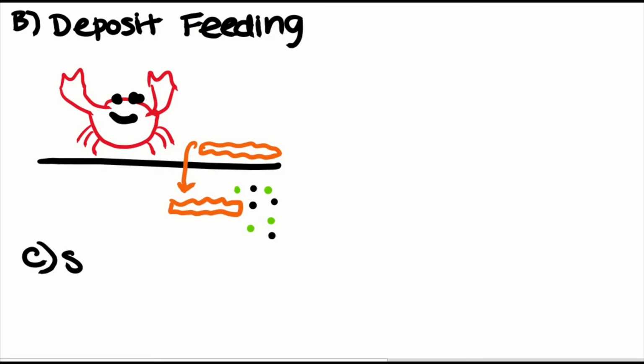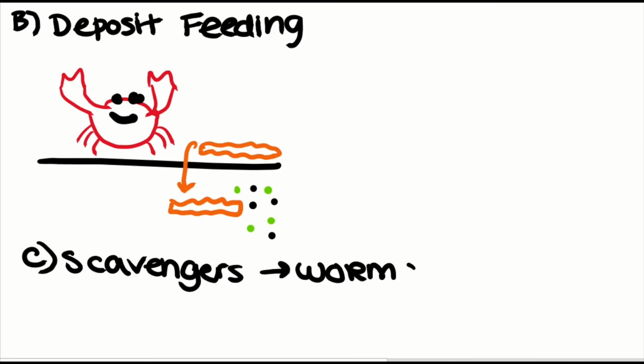The third type of benthic feeding organisms are scavengers. These organisms eat any remaining dead organic matter. Worms also eat this way.